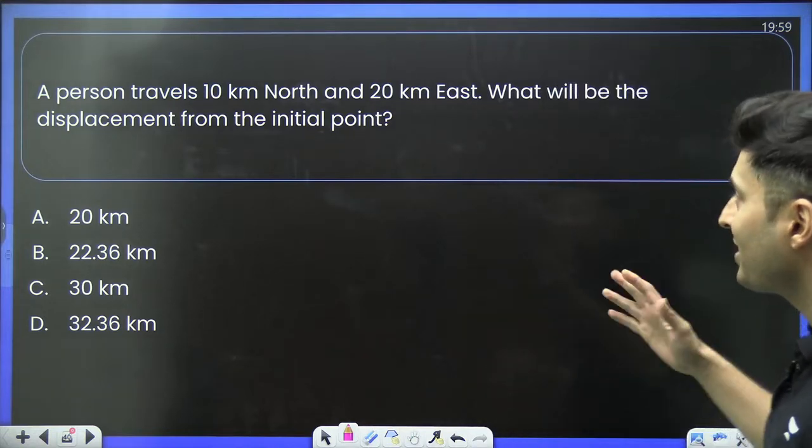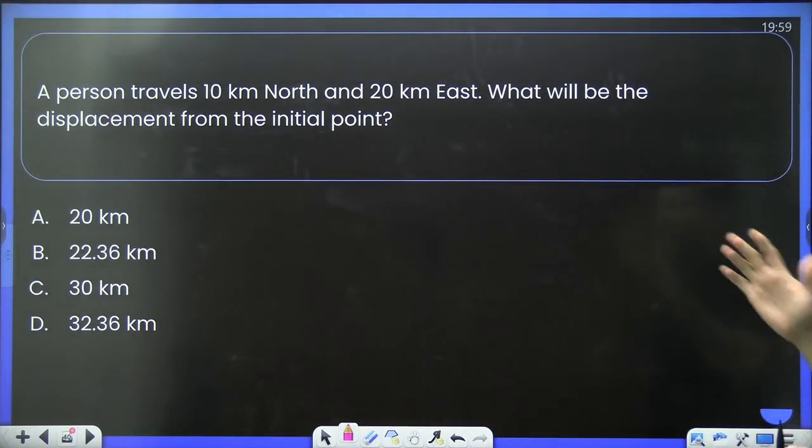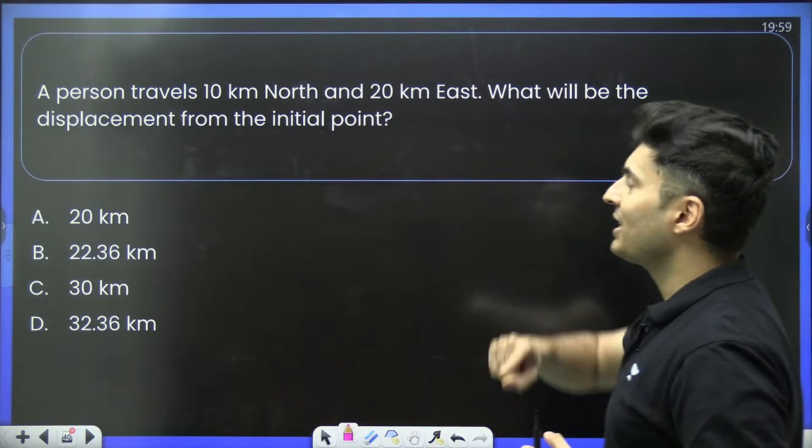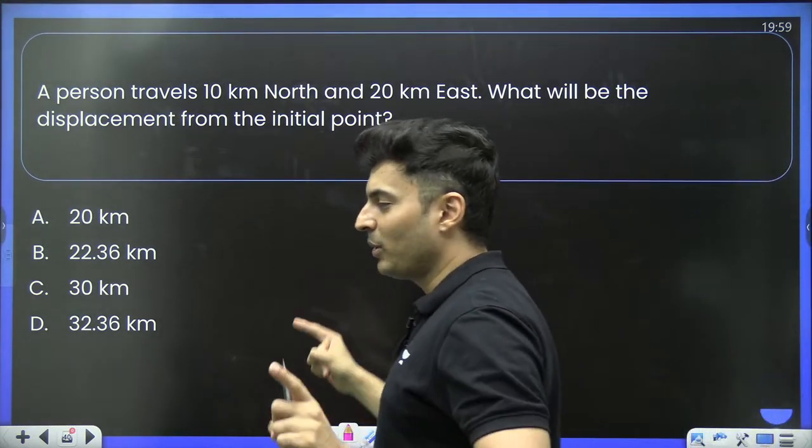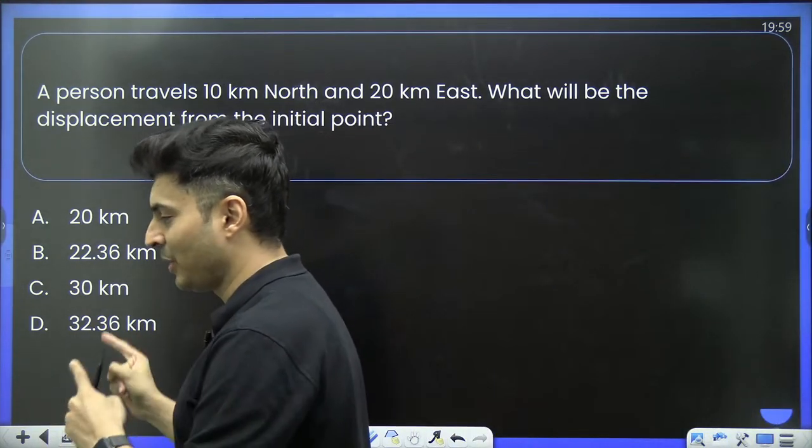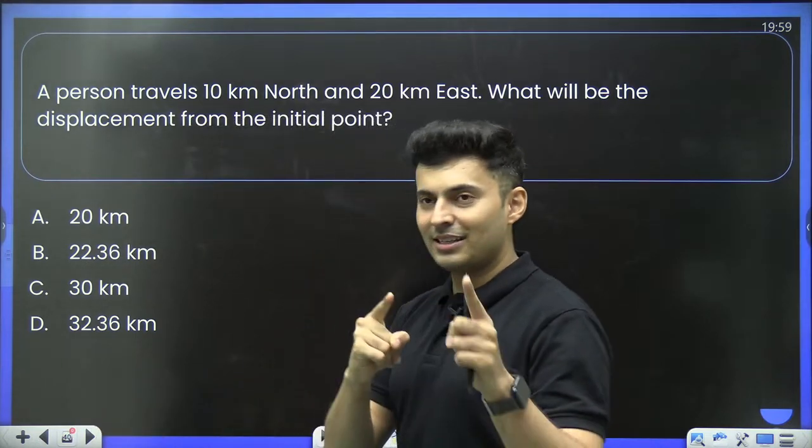can you solve this question? A person travels 10 kilometers north, 20 kilometers east. What will be the displacement from the initial point? I want everybody to answer this particular question in the chat box. I want to see the spam coming through.